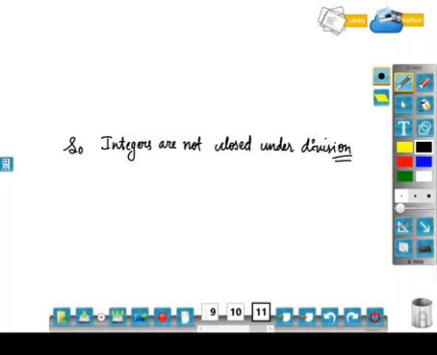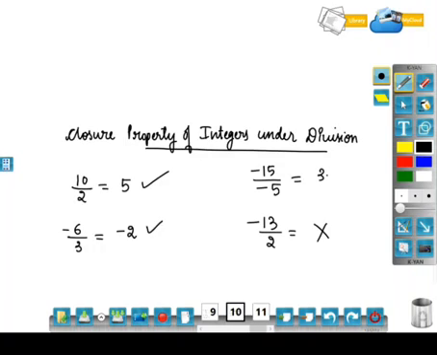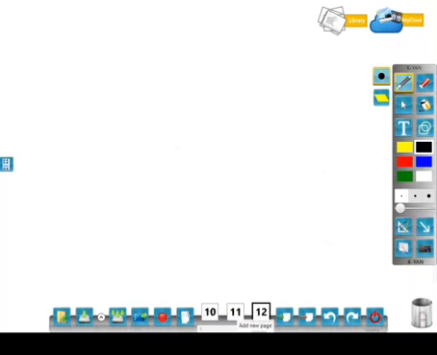So now we were discussing the closure property of integers. I was asking, if anybody has any doubt, please comment in the comment section. Does anybody have any doubt regarding this closure property of integers under division? Okay, thank you. So integers are not closed under division. Next, let us move on to the next property. What is the next property? Yes, somebody commented, that is the commutative property.